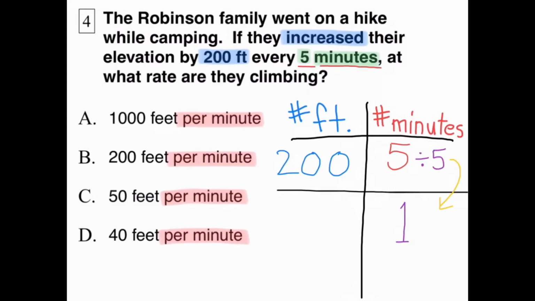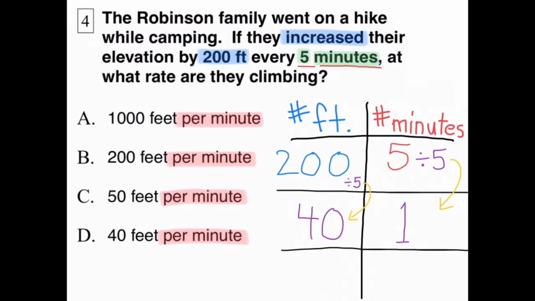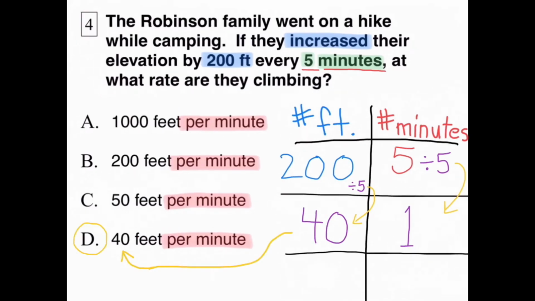5 minutes divided by 5 equals 1 minute, or 1. And since we made the right-hand column 5 times smaller by dividing it by 5, we also need to make the left-hand column 5 times smaller by dividing that by 5. 200 divided by 5 equals 40. If they increase their elevation by 200 feet every 5 minutes, their elevation would be increasing 40 feet per minute.